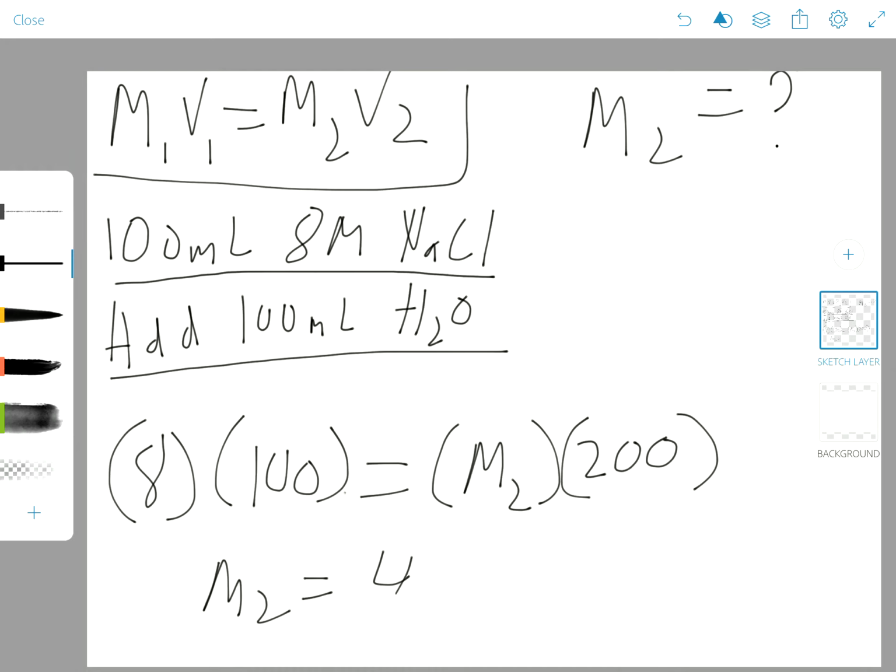We get M2 to equal 4, capital M for the concentration unit there, molarity. And that makes sense, right? If it's 8 molar and there's 100 milliliters of it, if I double how much water is there, that means I'm going to halve the concentration, right? If I double the water, it's now half as strong. So that's going to be our final answer there.